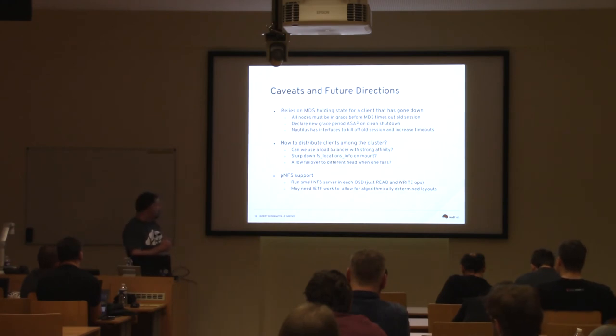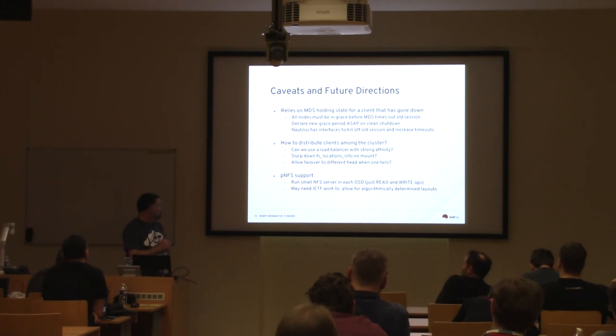Another problem is that all of these are loosely connected servers, and to an NFS client they all just look like individual servers. How do we distribute these clients among the cluster? One idea is to use a load balancer with strong affinity. I have some real worries about doing that, so I'm not sure if that will be possible.